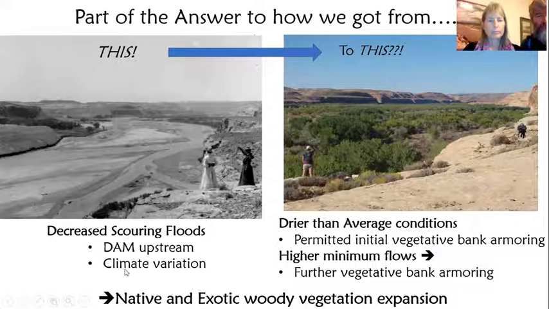Part of that is nature doesn't appear to be dishing up the huge storms that we had at the beginning of the last century. And the drier than average conditions that we've had a few different times during this period have permitted initial vegetation growth and bank armoring. And then the higher minimum flows kind of further the growth of that vegetation on the banks. So the net result of these combined factors, both geomorphic and hydrologic and vegetative, is that native and exotic woody vegetation has greatly increased along the San Juan River corridor.